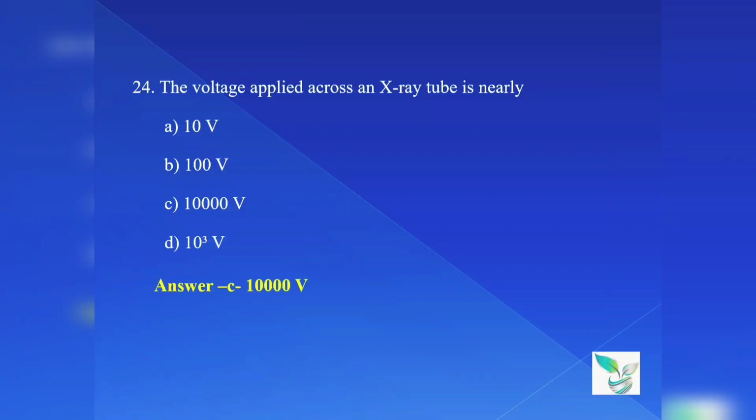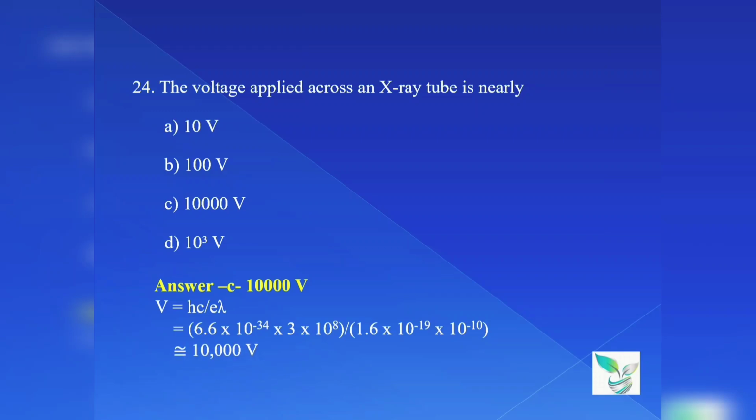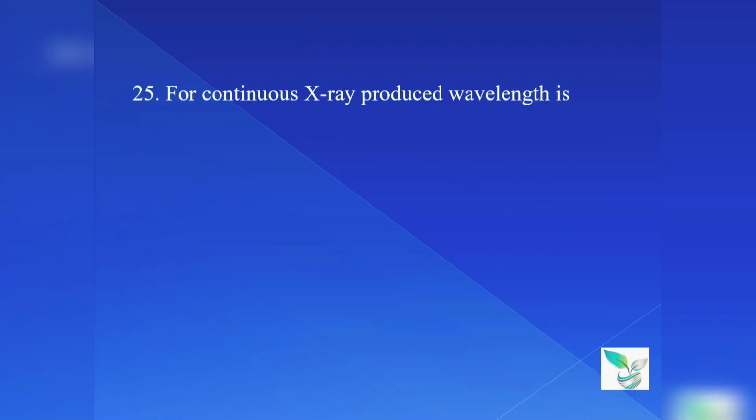10,000 volt. We can find this out through the equation voltage is equal to hc by e lambda. H is the Planck's constant, c is the velocity of light, e is the charge of electron, and lambda is the wavelength. Planck's constant is 6.6 into 10 raised to minus 34, the velocity of light is 3 into 10 raised to 8, and the charge of electron is a constant. So from that we will get approximately 10,000 volt. Moving on to the next question, question number 25.